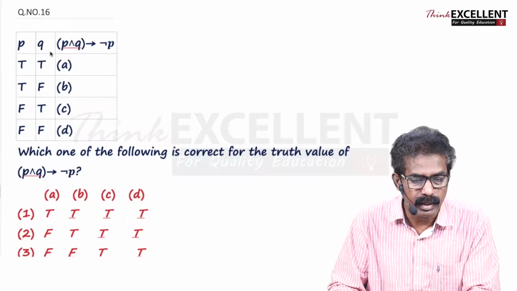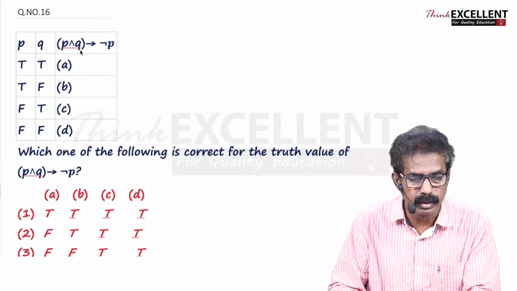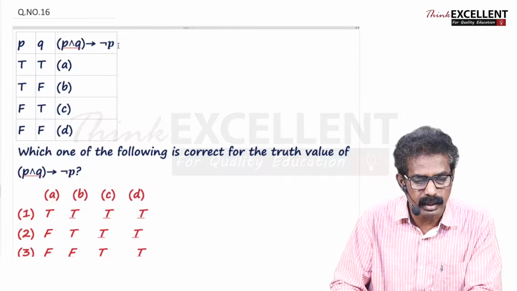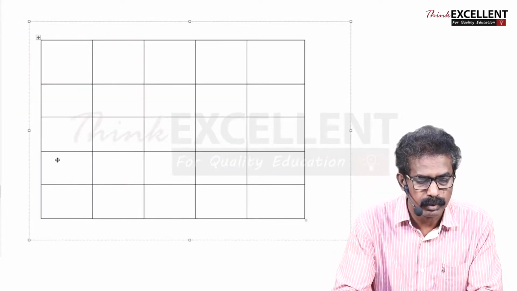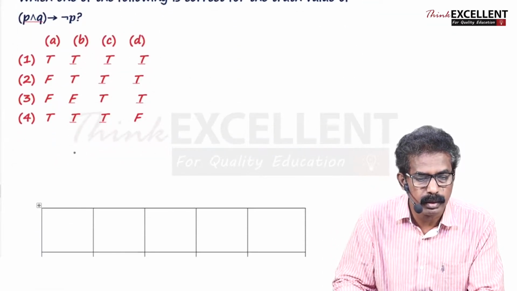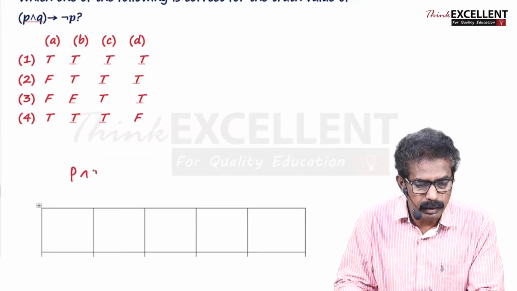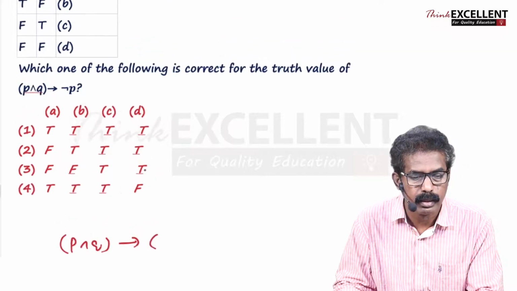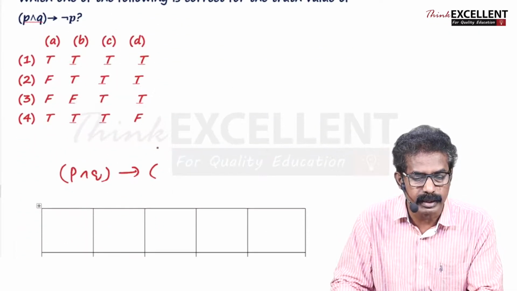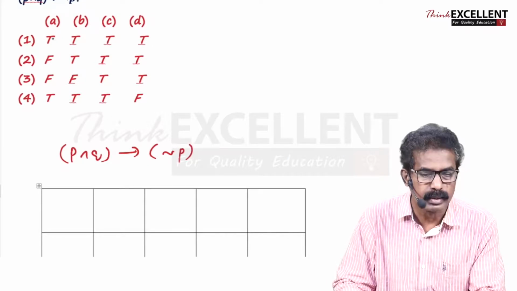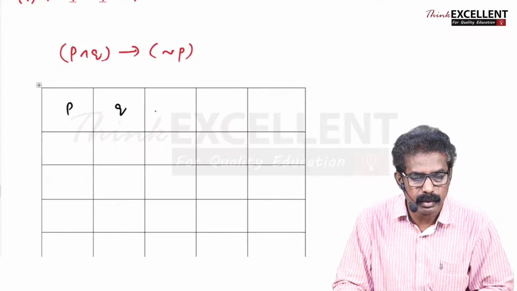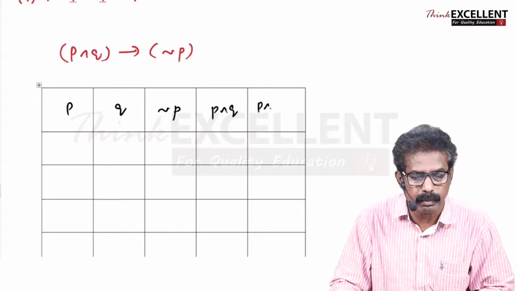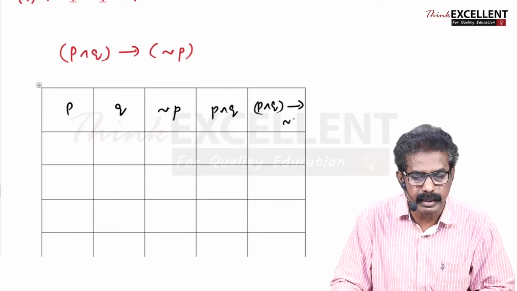P, Q given. What they asked? P meet Q implies negation P. So do we continue here itself, or do you prepare a table here separately? Which one do you want? P meet Q implies negation P. Listen carefully. First you write P, Q, negation P, then P meet Q, then the whole thing, P meet Q implies negation P.